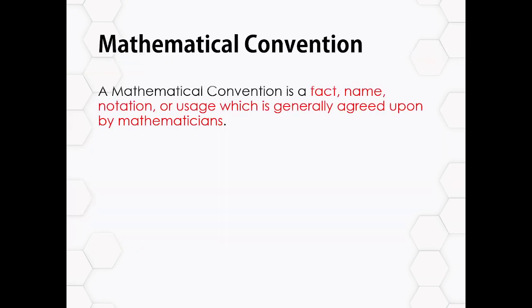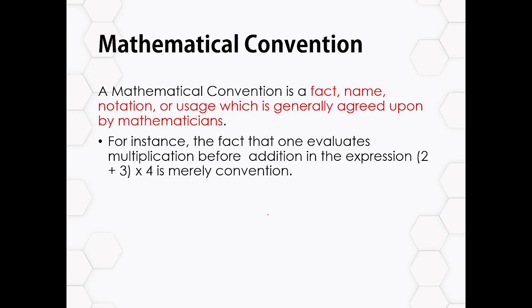Now let's talk about mathematical convention. A mathematical convention is a fact, name, notation, or usage which is generally agreed upon by mathematicians. Nag-usapan natin before na the mathematical language is a product of convention, dictates, meaning. For instance, meron tayong fact na i-evaluate mo muna ang multiplication before addition. Yun ang convention. Yun ang napag-usapan na tama ng mga mathematician.